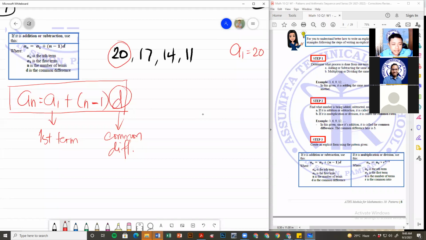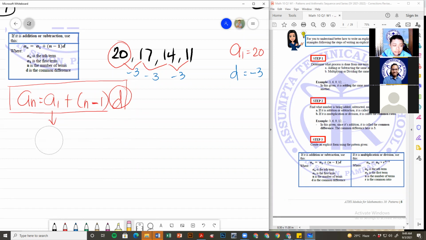Next, our common difference is the pattern we are identifying ever since. So, we have here minus 3, minus 3, minus 3. Tama? So, our common difference is negative 3. Can you follow? After that, once we have identified our a sub 1 and the common difference, then we're done. We will now move on with our formula. So using the formula, let's already remove this. Okay, all we need to do is to just simply substitute our given a sub 1 and d.